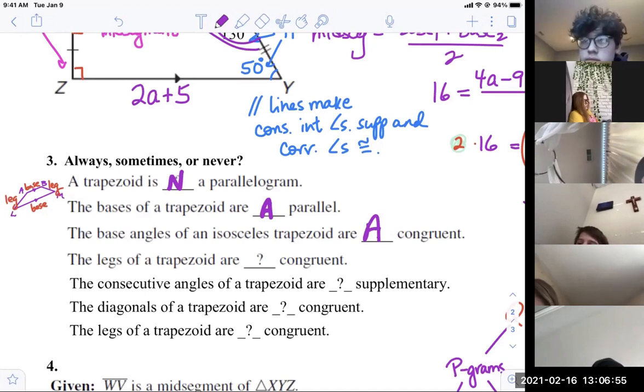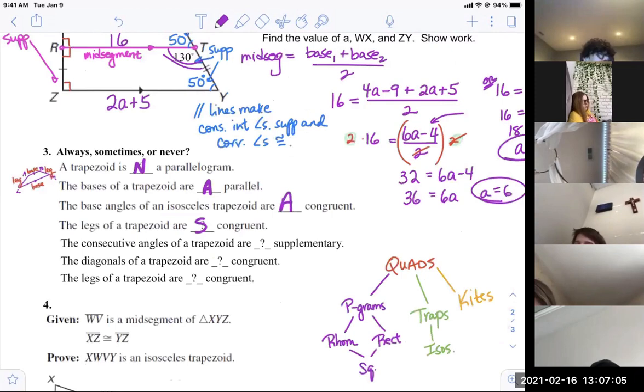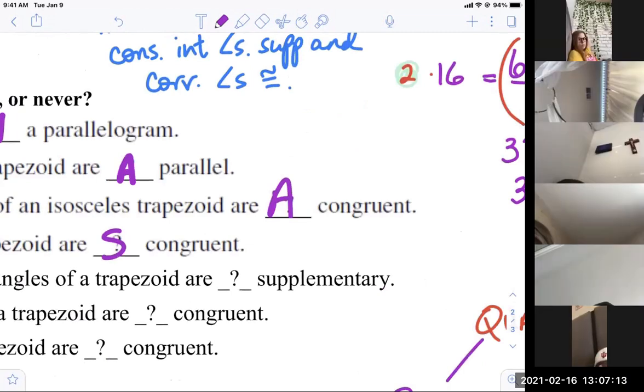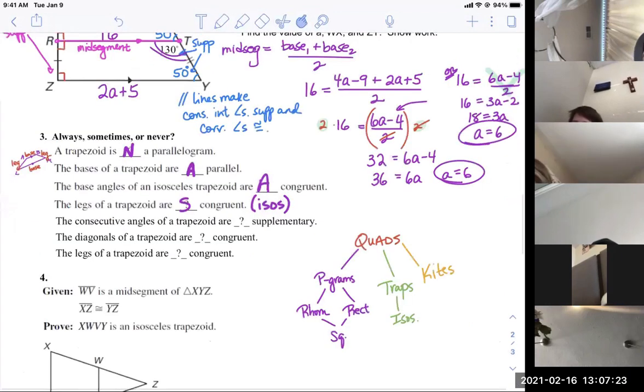Sometimes. Okay. Why is it not always? Because in that little picture you drew, in the trapezoid, the legs don't always have to be congruent. If they are congruent, then it's what kind of trapezoid? Isosceles trapezoid. In general, trapezoids don't have to have congruent legs, but if it's isosceles, that means it has congruent legs. That's a sometimes.